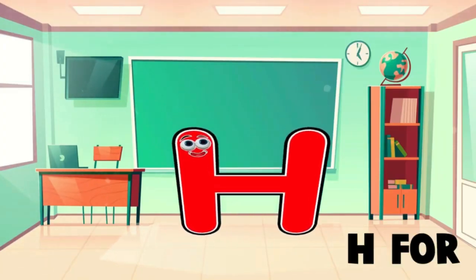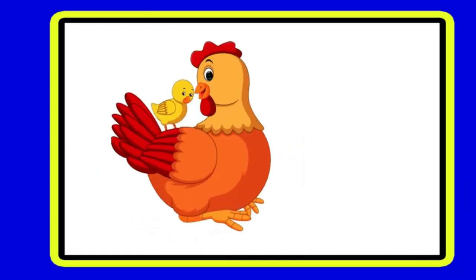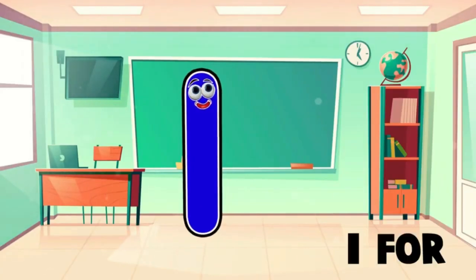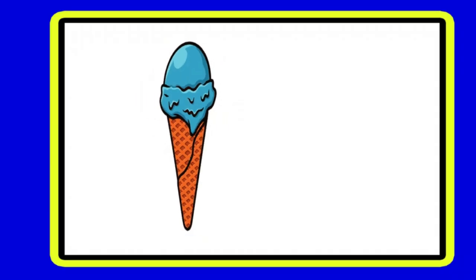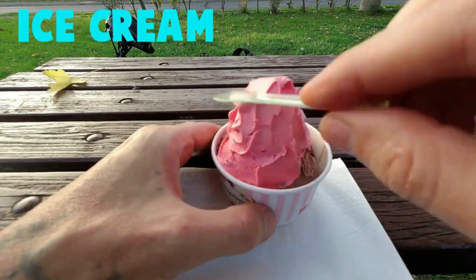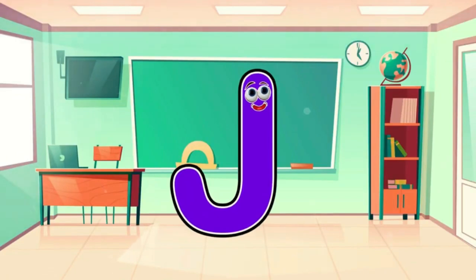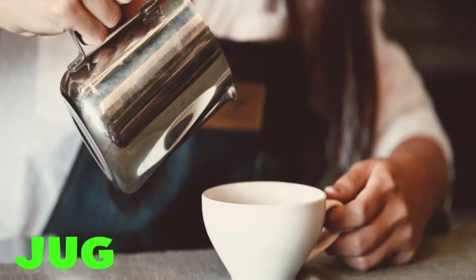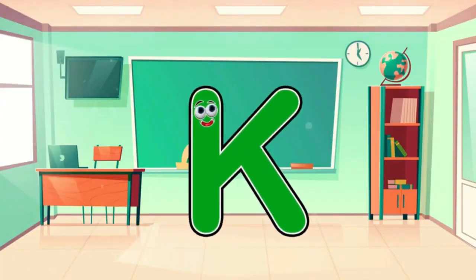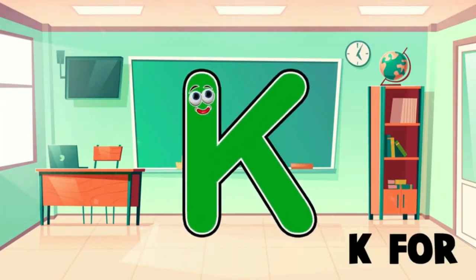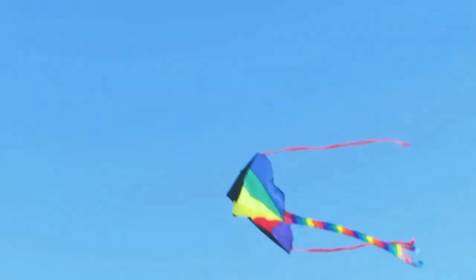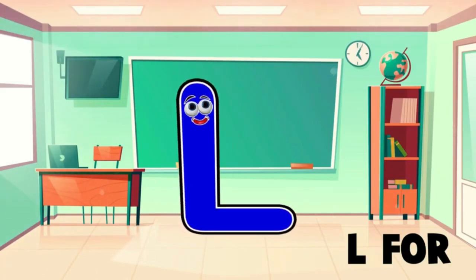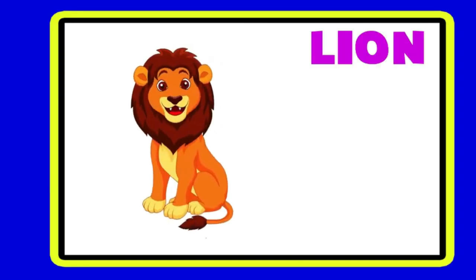H. H for hen. I. I for ice cream. J. J for jug. K for kite. L. L for lion.